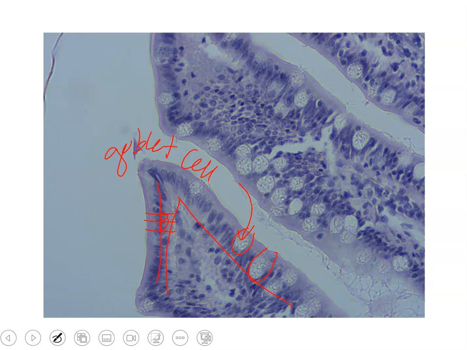Simple columnar epithelium, important for such functions as secretion as well as absorption. We know that the goblet cells do secrete mucus on the surface of the epithelium. You especially see this in the stomach because the stomach is highly acidic.